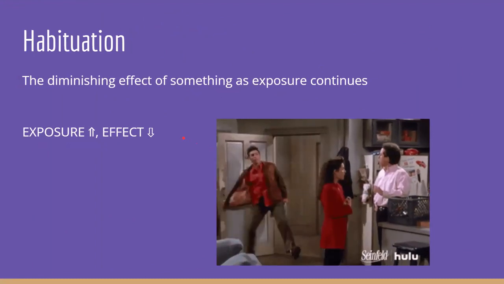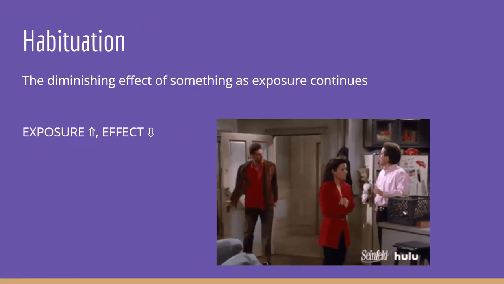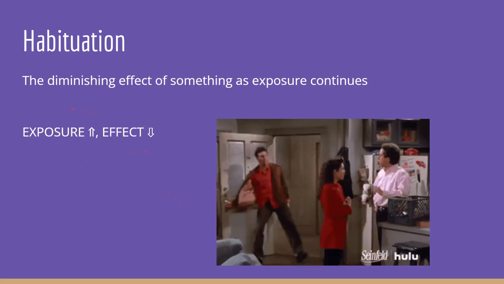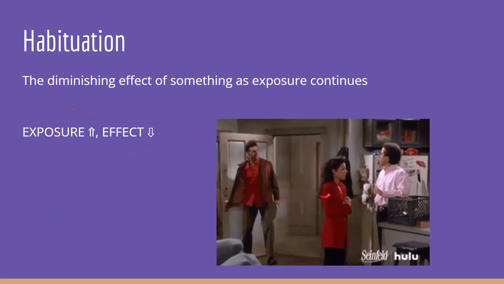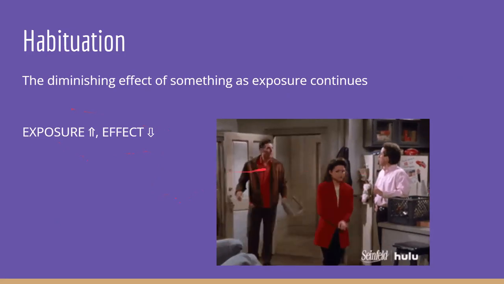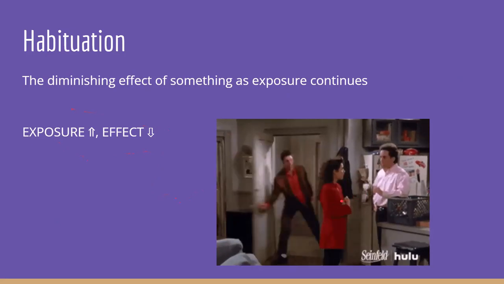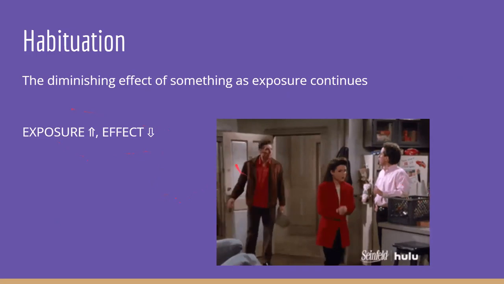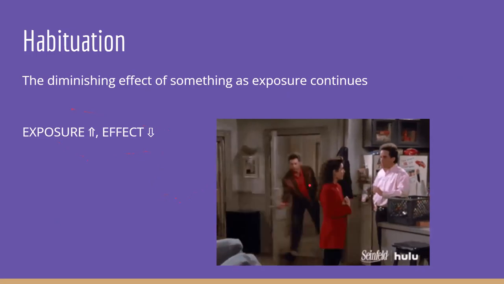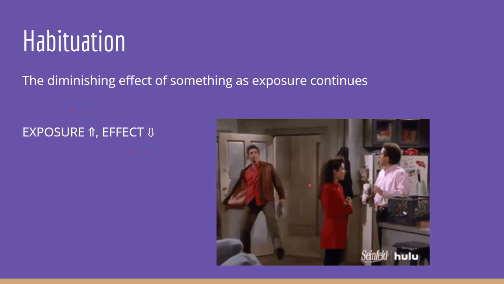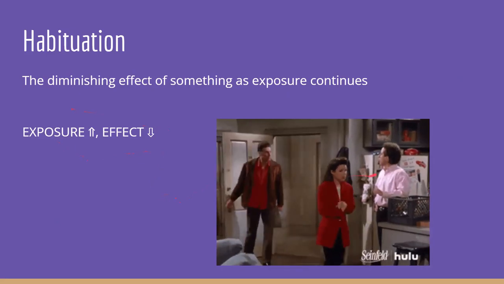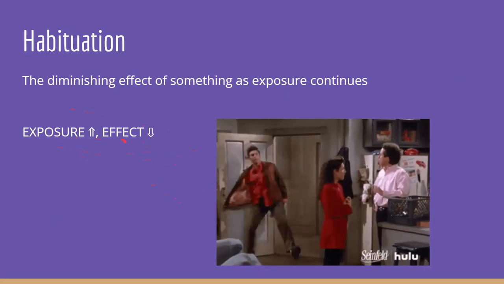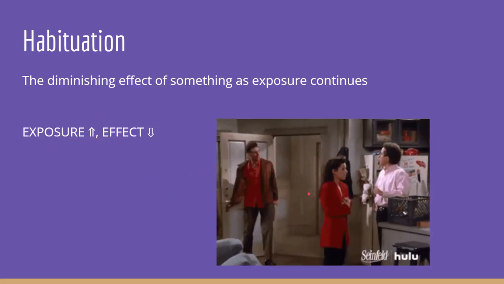All right, habituation. What is this? This is a diminishing effect of something as exposure continues. In other words, as exposure increases, effect decreases. So let's say that you are in this room. See Elaine, you might not know the show, that's okay. But these two people right here, Elaine and Jerry, pretend they're not there. You're here instead. And then this guy, Kramer, opens the door like that. You're going to be startled, because that's kind of abrupt, right? But notice how they hardly react. That's habituation. They are so used to him doing that, it's like, yeah, I know what that is.